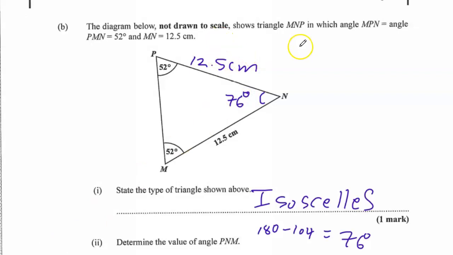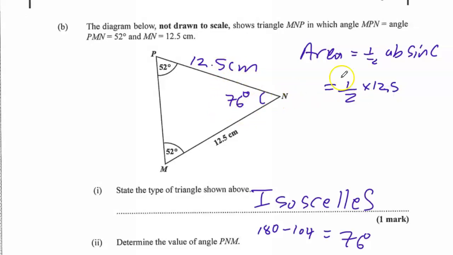Next, we're asked to find the area of the triangle. For the area of the triangle, we can use the formula half ab sine C. So in this case, it's half times any two sides. We're using these sides, 12.5 times 12.5, so 12.5 squared, times sine of the angle formed between these two sides, so sine 76. So we end up with 75.80 centimeters square.